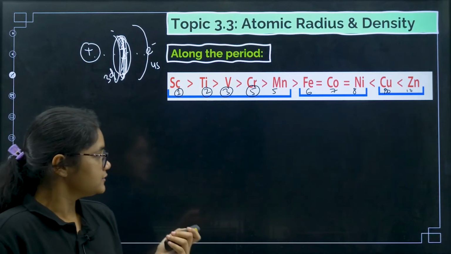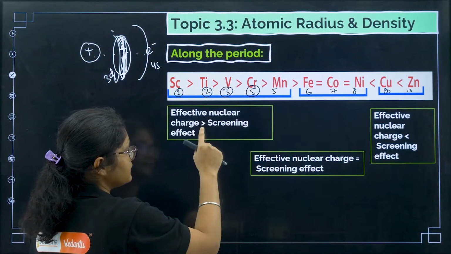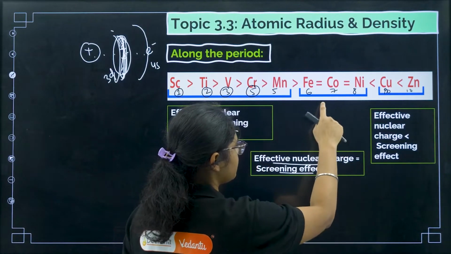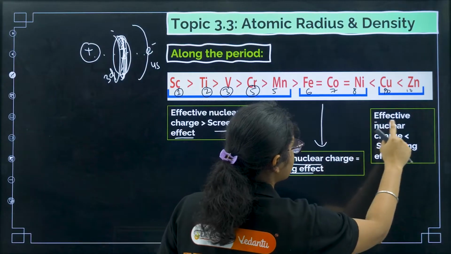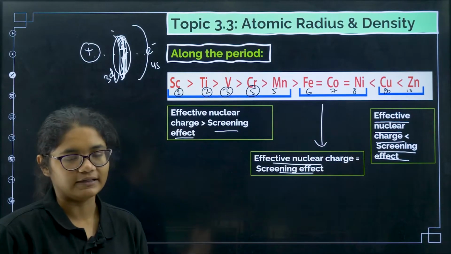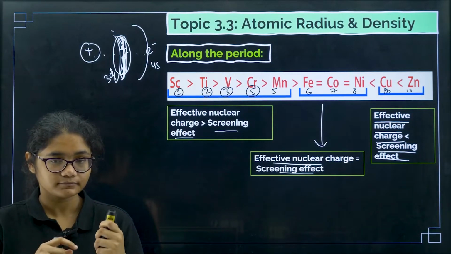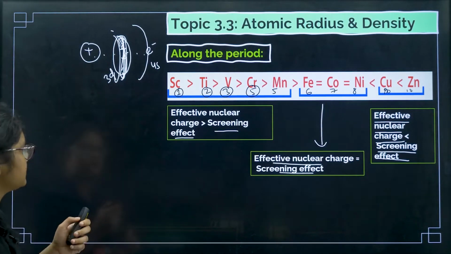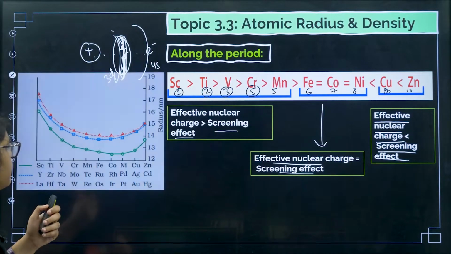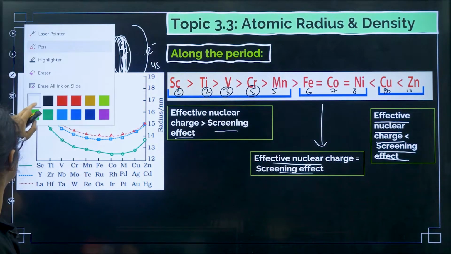So you can see effective nuclear charge here is more dominant than screening effect. Then effective nuclear charge is equal to screening effect in this region, right? And in this region, effective nuclear charge is less dominant than screening effect. So size increases. Okay, now let us see the graph for this. You can see the size here. Now you can see the trend I discussed.